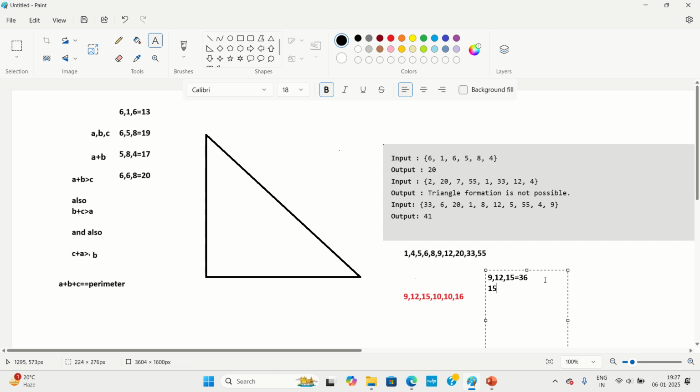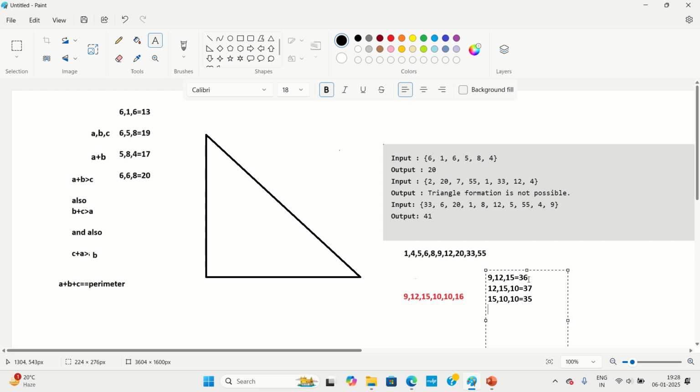So 12, 15, 10. And what is the perimeter of this triangle? It is 37. Okay. 15, 10, 10. So 15 plus 10, that is 25, greater than 10, fine. 10 plus 10, 20, greater than 15. That is also true, so 15, 10, 10 also forms a triangle. By the way, this is an isosceles triangle because two sides are equal. So 20 plus 15, it is forming a perimeter of 35.